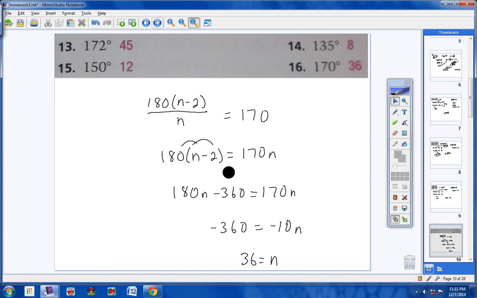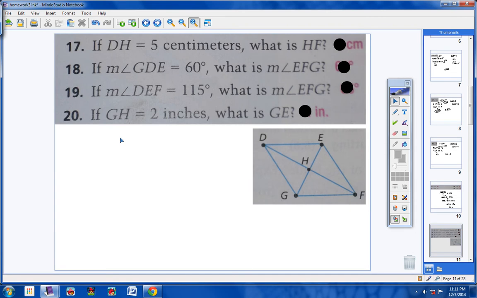Okay, moving on to number 17 through 20. Okay, the directions say use the diagram of parallelogram DEFG at the right. So this is, students, a parallelogram, okay? So here we go. DH is 5. So this line here is 5. What is HF? Well, guys, we know in a parallelogram the diagonals bisect each other. So if DH is 5, then HF is also 5. Okay?